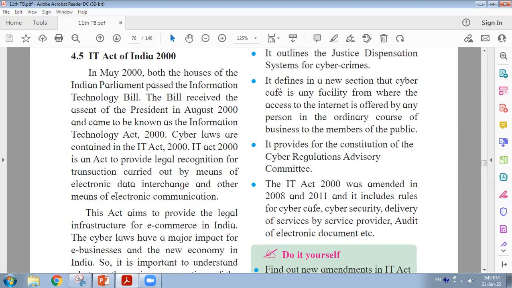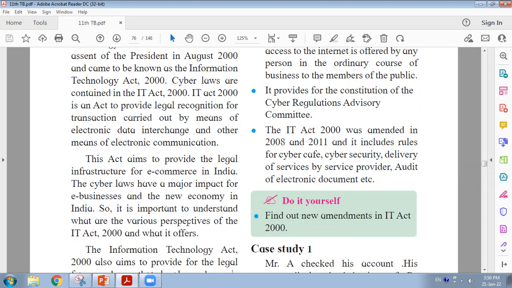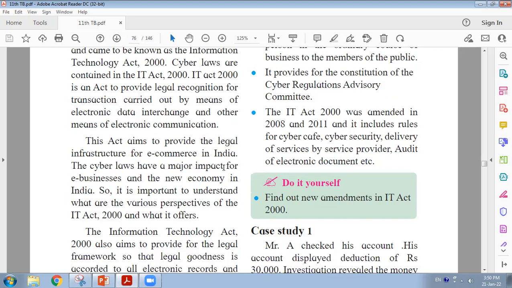IT Act 2000 is an act to provide legal recognition for transactions carried out by means of electronic data interchange and other means of electronic communication. This act aims to provide the legal infrastructure for e-commerce in India. Now, e-commerce has a very good future in India, and to provide the specific type of infrastructure, this IT Act is very helpful. The cyber laws have a major impact for e-businesses and the new economy in India.